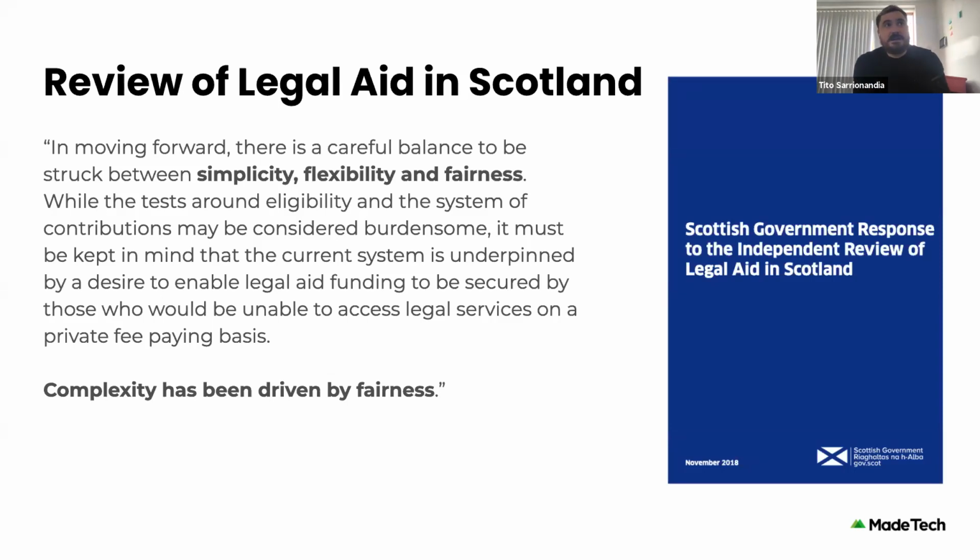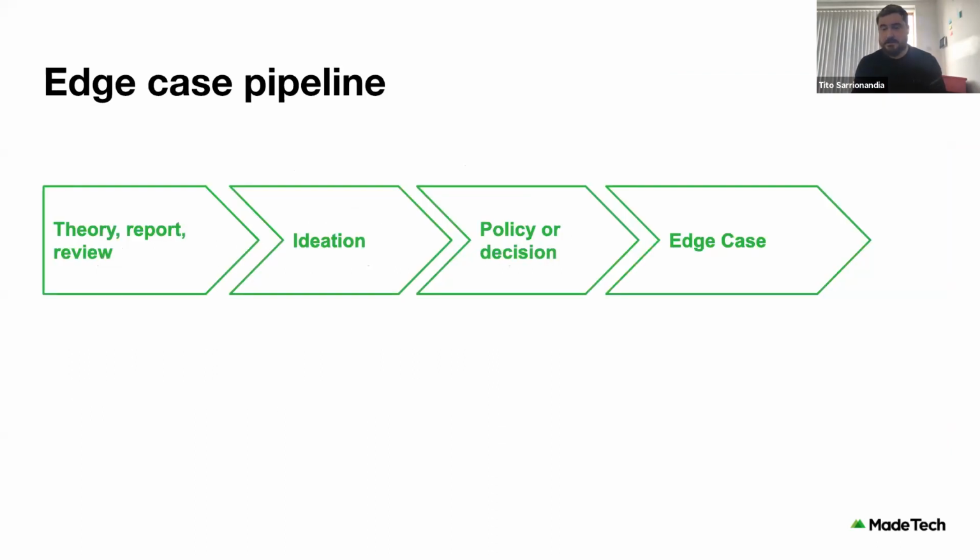And what they say is that in moving forward, there is a careful balance to be struck between simplicity, flexibility, and fairness. I'm not going to read the whole quote out, but they've got a really great sentence there, which is they say that complexity has been driven by fairness. And I want to dig into what does that mean, because I think it's a pretty common thing that we see across governments. It's a really nice encapsulation of what we can mean by a legacy decision-making process.